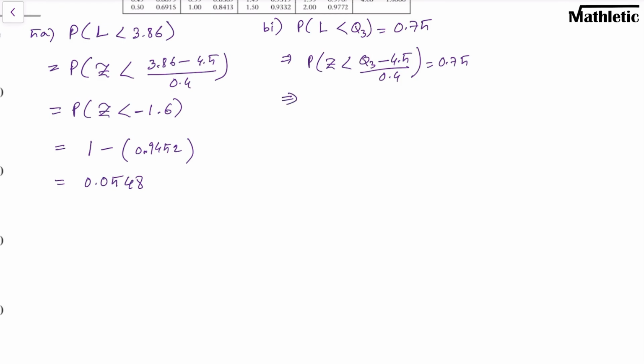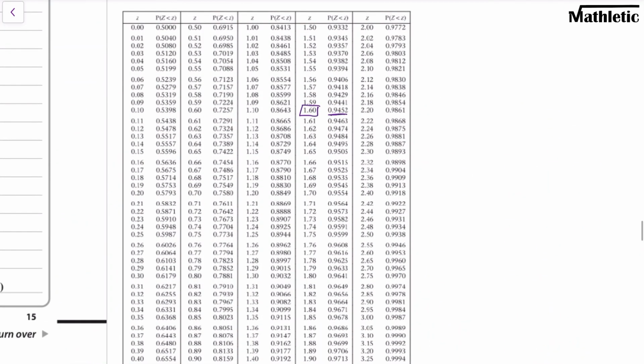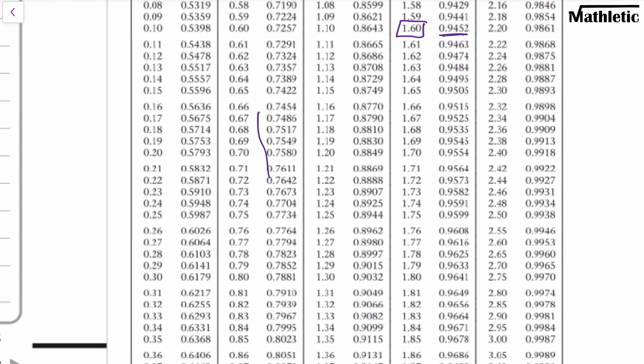In this case, 0.75 is the value of the probability. So we will try to find that value in the probability column, and we will pick the corresponding value of Z. So 0.75 in the probability column. 0.75 actually means 0.7500, because all these values are given to 4 decimal places.